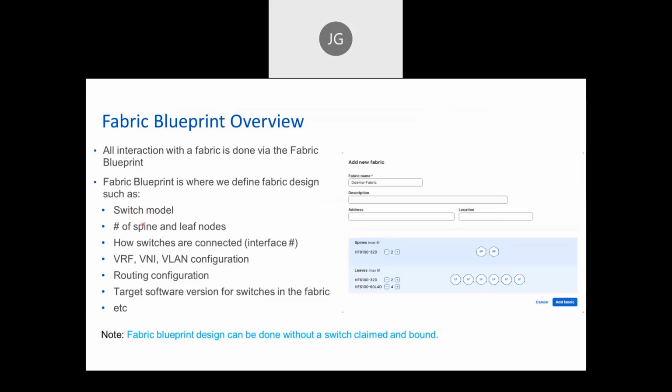So that's all the stuff that we're seeing here with Fabric Blueprint. Another thing is software configuration, firmware updates, infrastructure bundle updates, right? Fabric Blueprint design can be done, as you can see here, without a switch claimed and bound. That's what I did. Now, it would be really nice to have some switches, but I don't have any as of yet. Still waiting for them to get there.